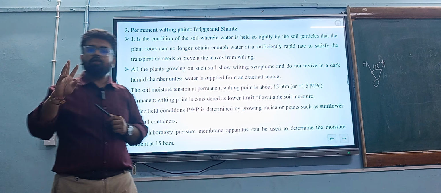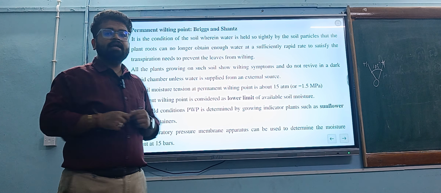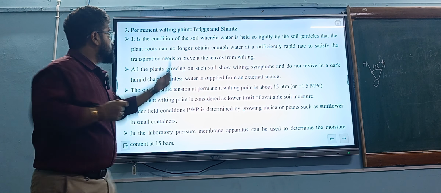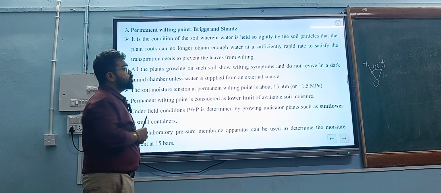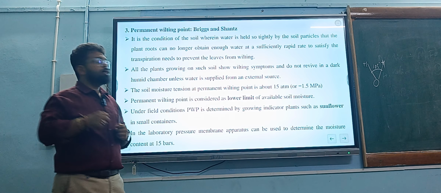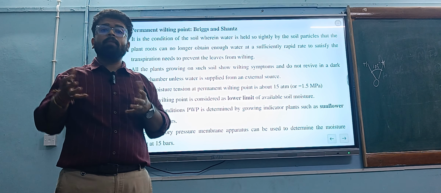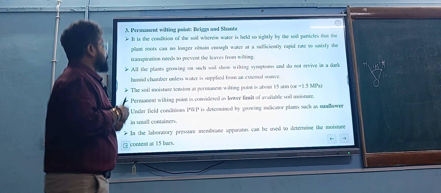Further, the third constant, that is permanent wilting point, was given by Briggs and Shantz. What about field capacity? It was given by Israelsen and West. Permanent wilting point was given by Briggs and Shantz. It is the condition of the soil where water is held so tightly by the soil particles that the plant root can no longer obtain enough. Here it is a condition where water is not there, neither in macro nor micropores. So the plant cannot absorb the water from the soil. We call it permanent wilting point.